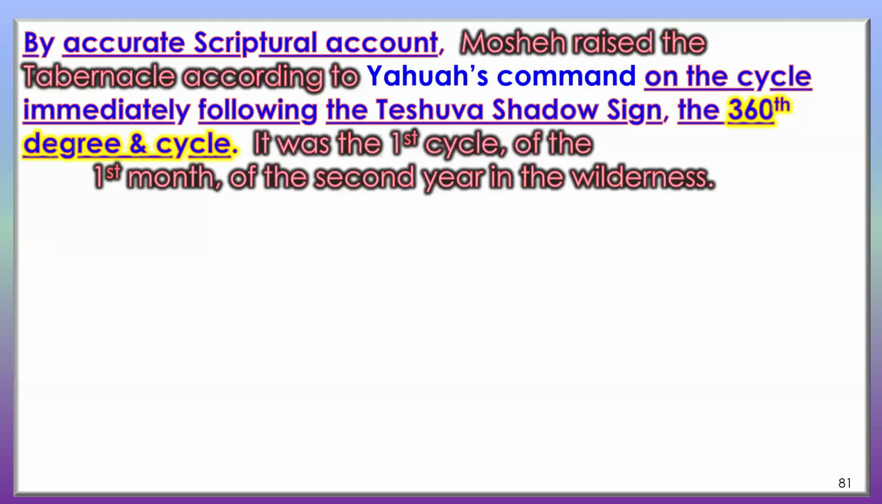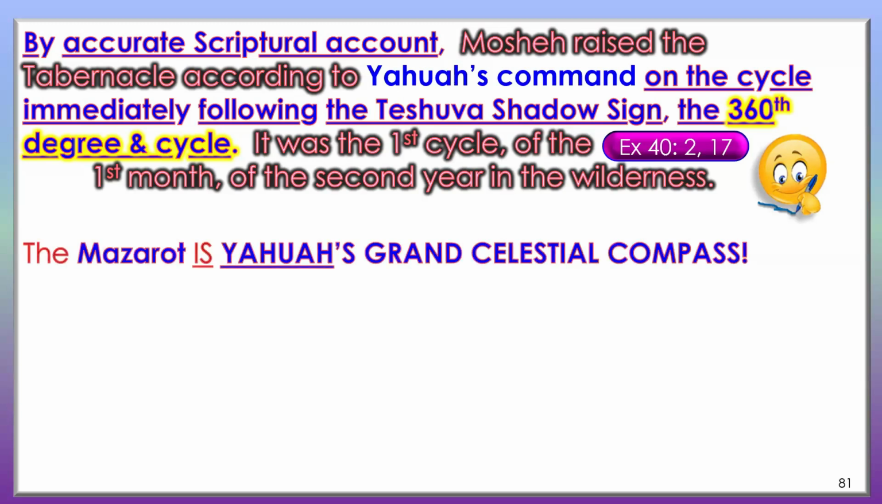By accurate scriptural account, Moshe raised the tabernacle according to Yahuwah's command on the cycle immediately following the Teshuva shadow sign, the 360th degree and cycle. It was the first cycle of the first month of the 2nd year in the wilderness. The Mazzaroth is Yahuwah's grand celestial compass.